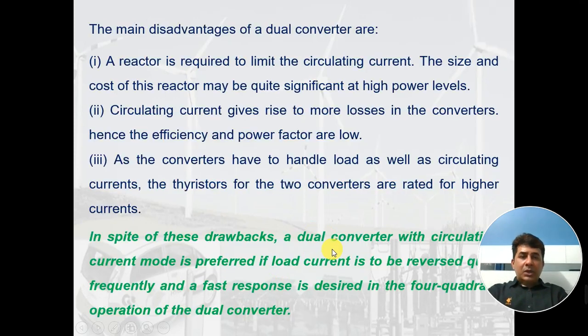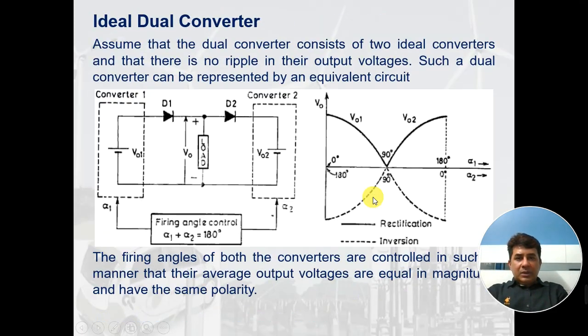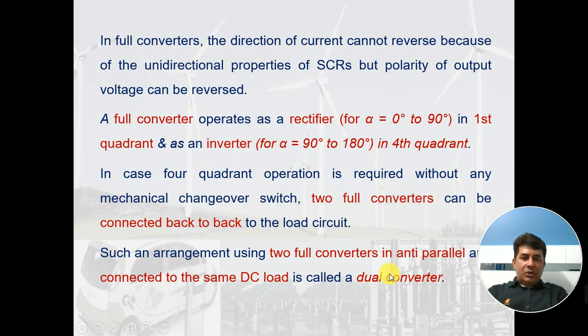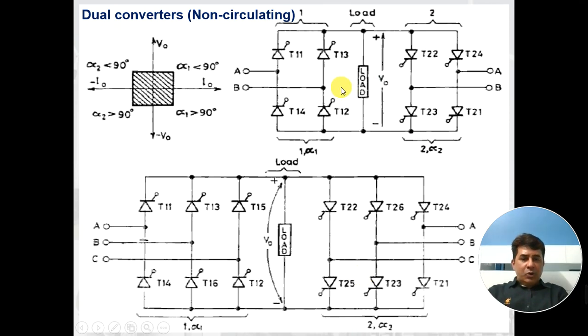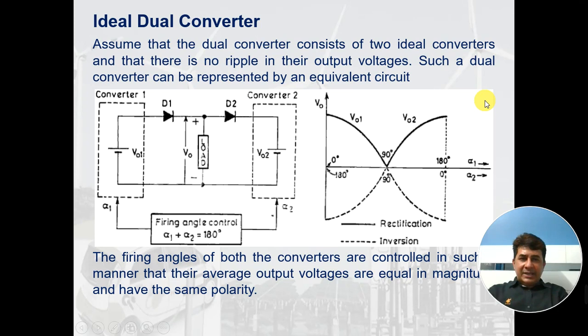So if you wish to immediately reverse the current, or to bring the converter operation say from quadrant 1 to quadrant 4, it could be done immediately with the circulating current mode. So to conclude, I would say a dual converter is a combination of two full converters in anti-parallel. They are connected to the same load, same supply. The firing is done such that alpha 1 plus alpha 2 is equal to 180 degrees.